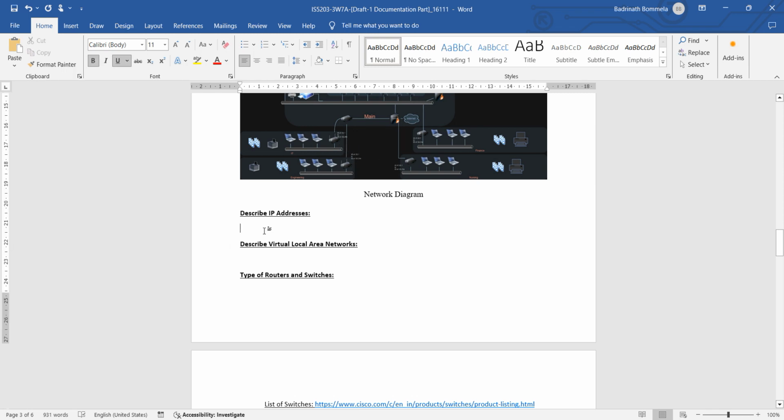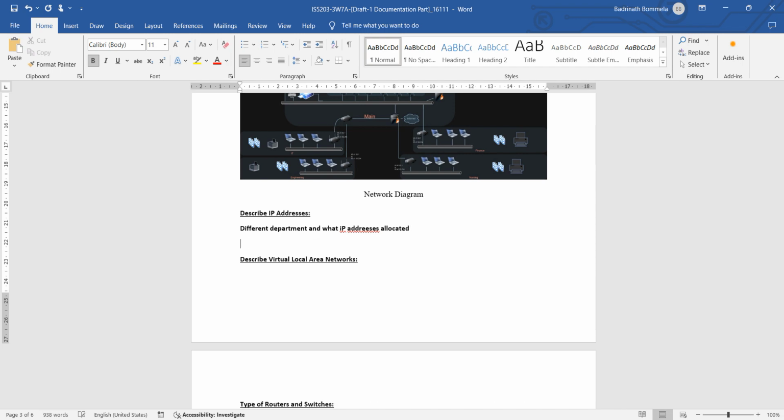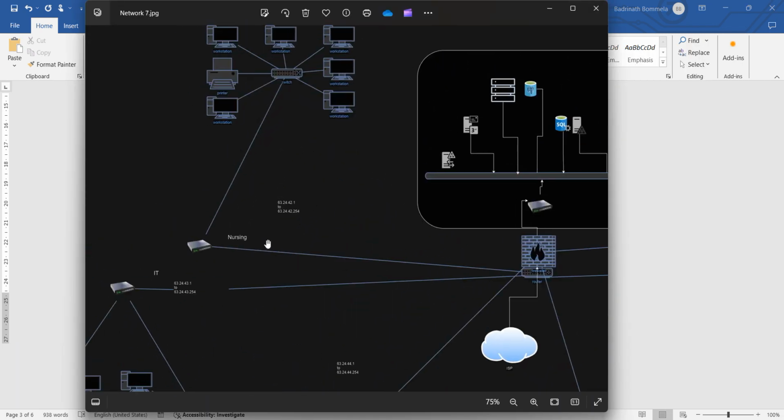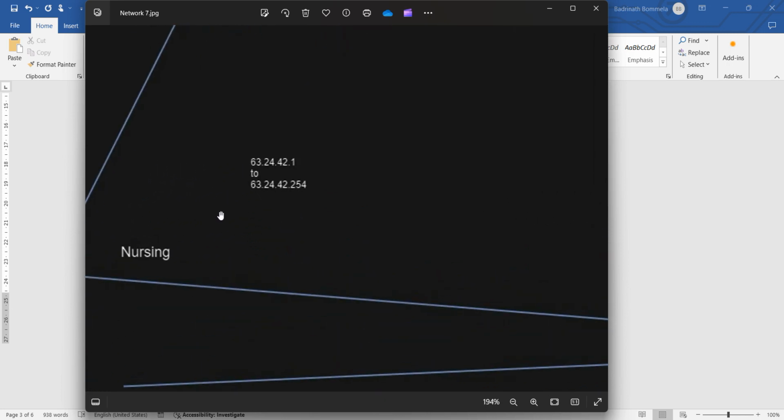So let us discuss what we can write about IP addresses. Discuss the different departments and what IP addresses are allocated to them. So how can we write it? Open the image that is attached to you. Just cross check nursing. For nursing, what is the IP address that is allocated?